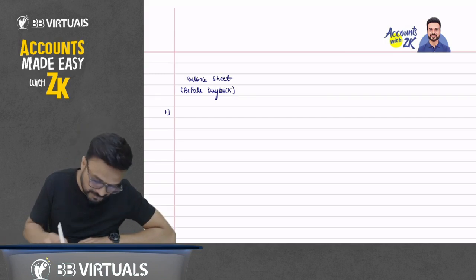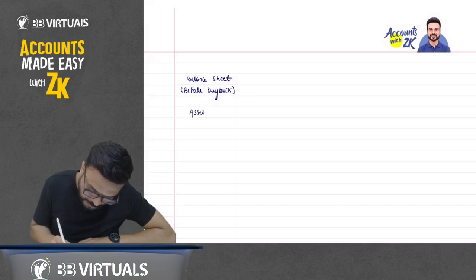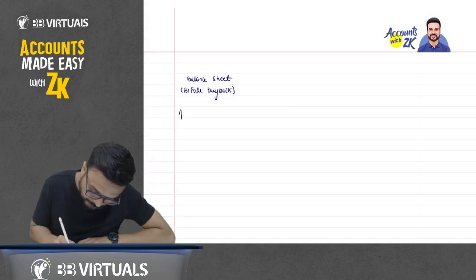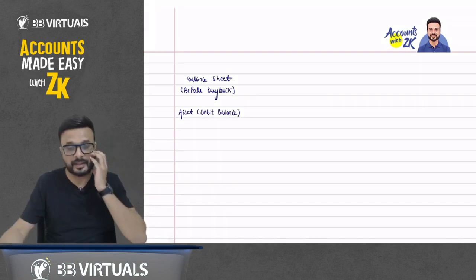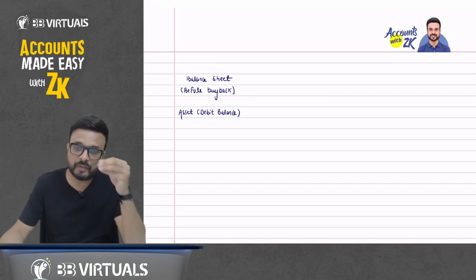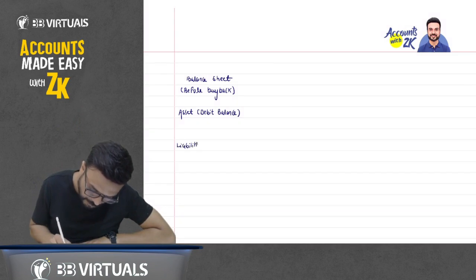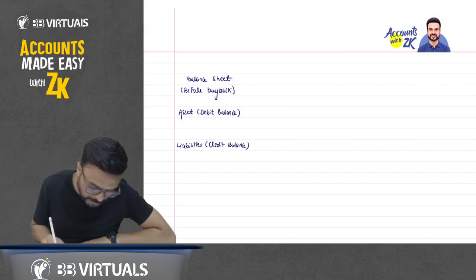So there is the asset side here. Asset has debit balance. Which balance does asset have? Asset has debit balance. You will see the asset side and the liabilities side, and liabilities have credit balance.